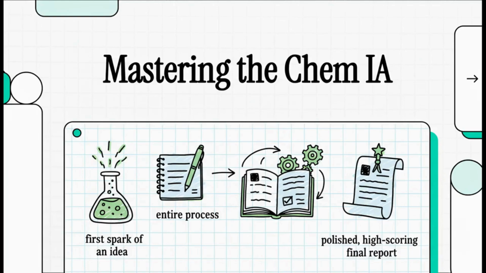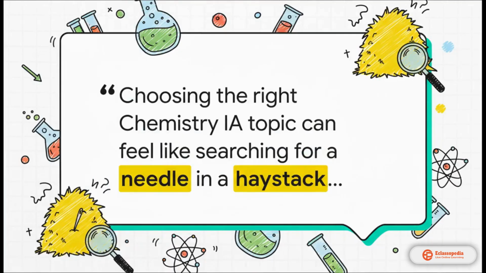All right, let's get right into it. We're going to tackle the IB Chemistry internal assessment. We'll break down the whole thing from that very first spark of an idea all the way to a polished, high-scoring final paper. You know, picking your IA topic can seriously feel like searching for a needle in a haystack. If you're feeling a little overwhelmed right now, hey, you are not alone.